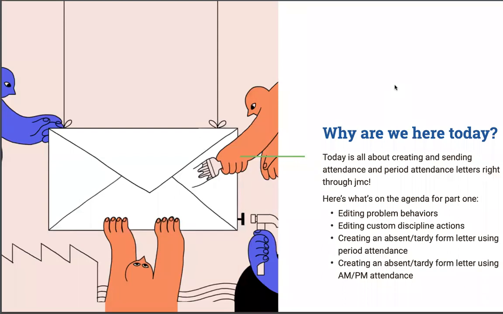So why are we here? Well, today's all about creating and sending attendance and period attendance letters right through JMC. Here's what's on the agenda for this part 1. We are going to talk about editing problem behaviors, editing custom discipline actions, creating an absent tardy form letter using period attendance, and also creating an absent tardy form letter using AM, PM attendance, so half day, full day attendance.